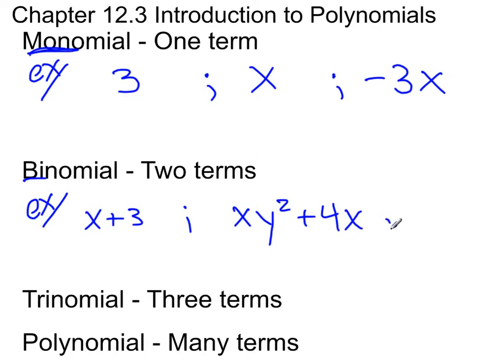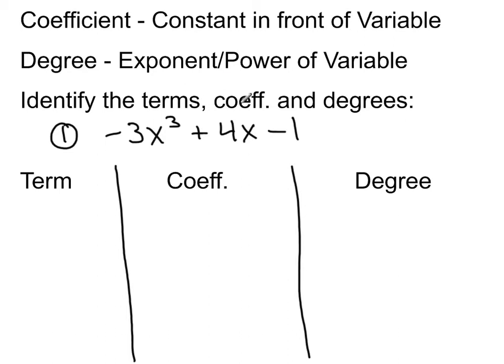You can also have subtraction going on, in which you just remember the sign goes with the term. So you could have negative 3 minus x, in which one term's negative 3 plus the negative x. And those are our binomials. Trinomials has 3 terms. You can see that from the word tri, and poly means many, so many terms. Let's go ahead and do a little bit more vocab. We're going to talk about coefficients, which is the constant in front of a variable. The degree is an exponent or power of a variable.